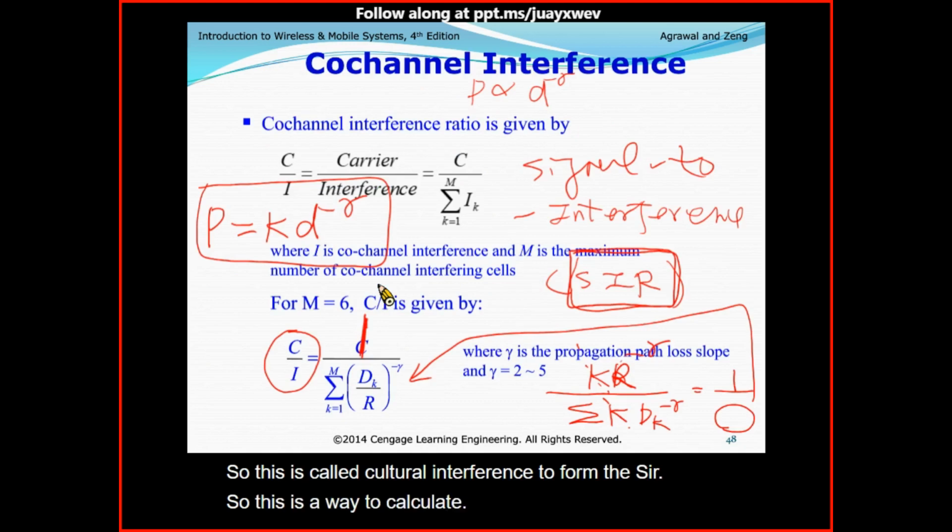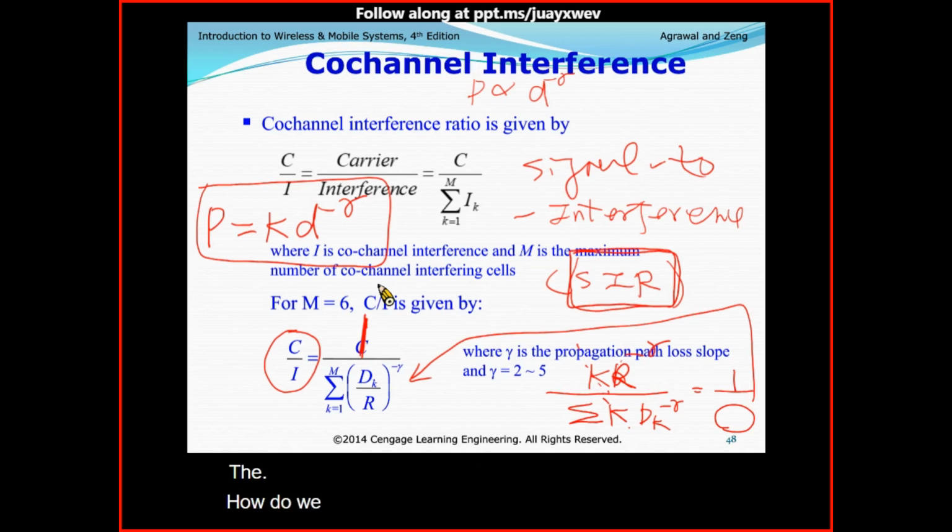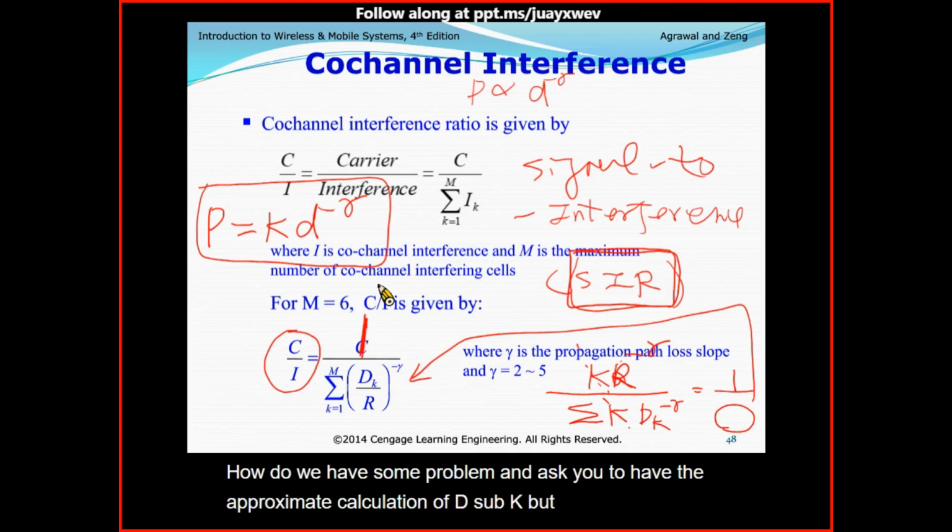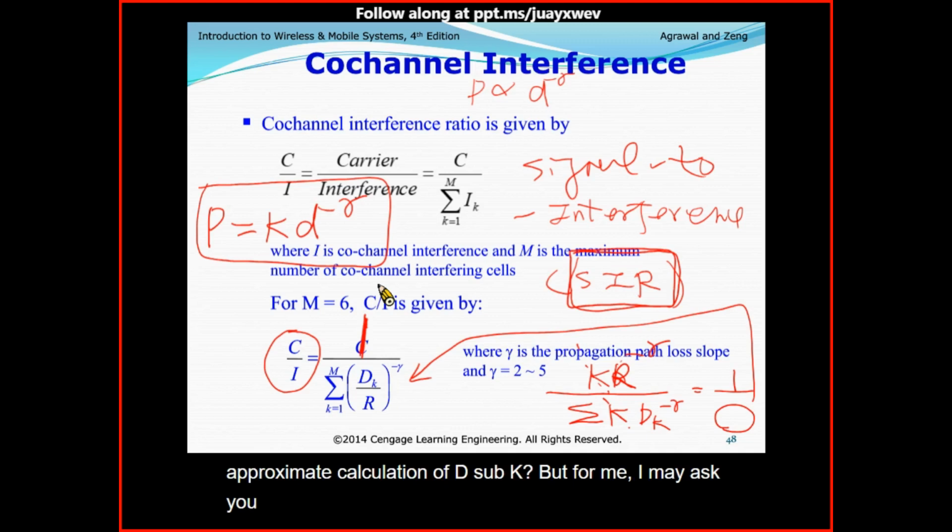In the task perhaps we will have some problem asking you to make an approximate calculation of D sub K. But for me, I may ask you the question to have the exact calculation rather than the approximate calculation.